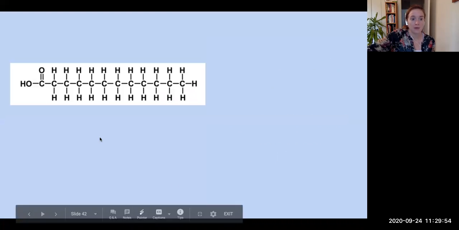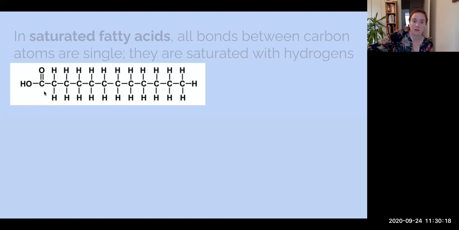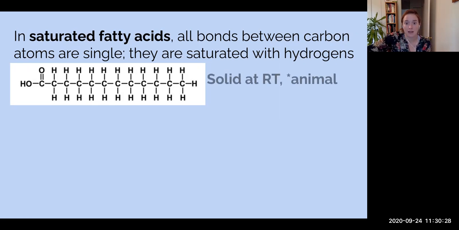So for example, this is a fatty acid, and it has all the hydrogens that could possibly be there bonded. So every carbon has a single bond to another carbon. Remember, carbon always wants to form 4 bonds. So every carbon also has 2 hydrogens bonded to it, making it completely full of hydrogens or saturated with hydrogens. And so that's why we call these saturated fatty acids, because they're full of hydrogens.